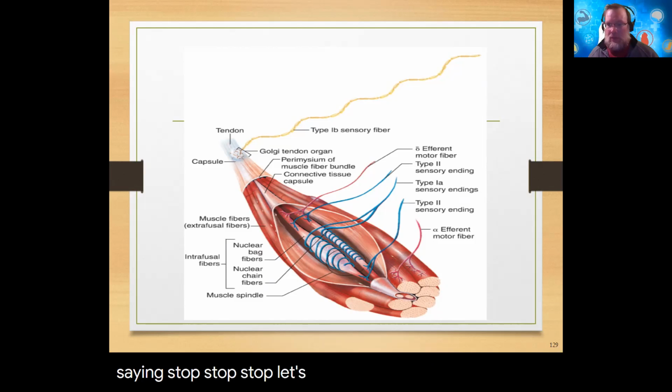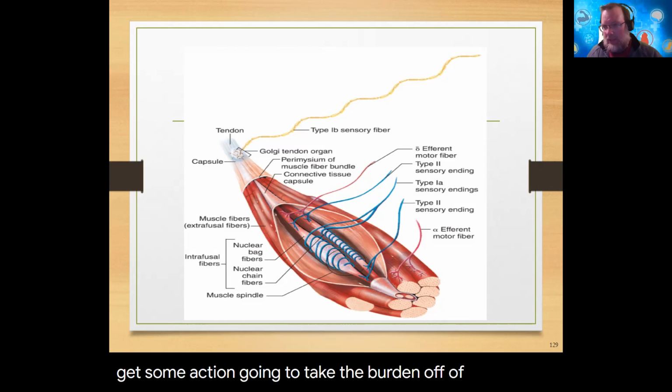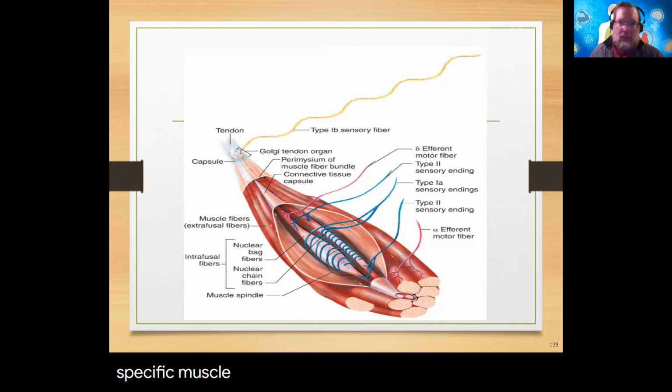Let's either recruit more muscle fibers, recruit some fixators. Let's get some action going to take the burden off of that specific muscle. So the Golgi tendon organ helps us to not strain a muscle or go overboard, or even detach or rupture a tendon. Ooh, okay, Golgi tendon organ.